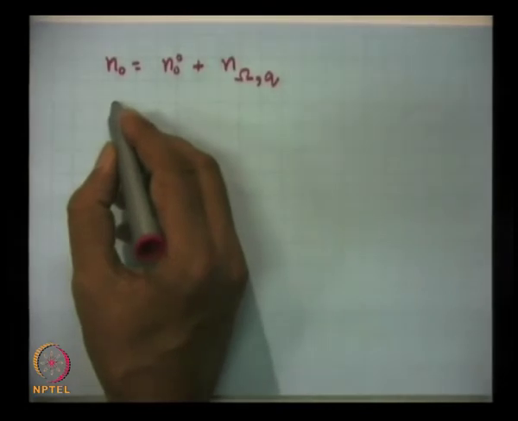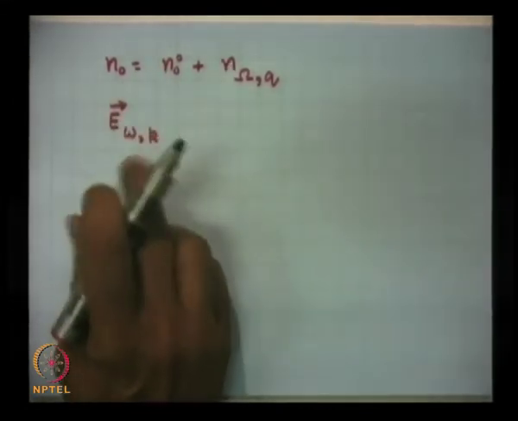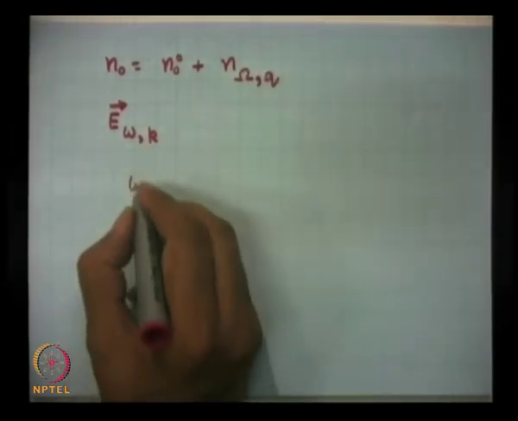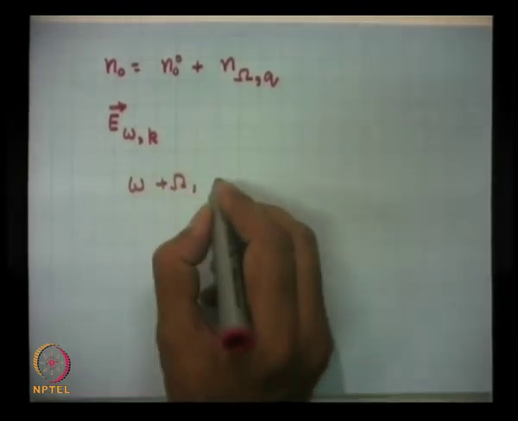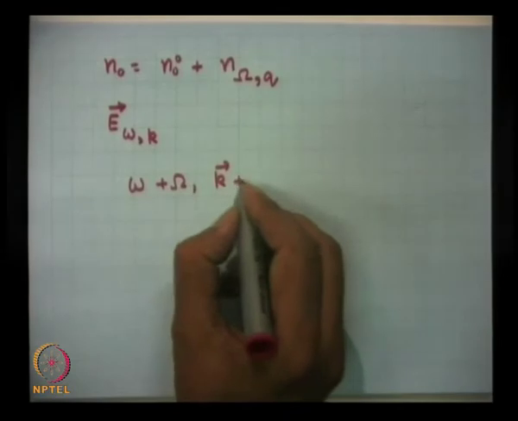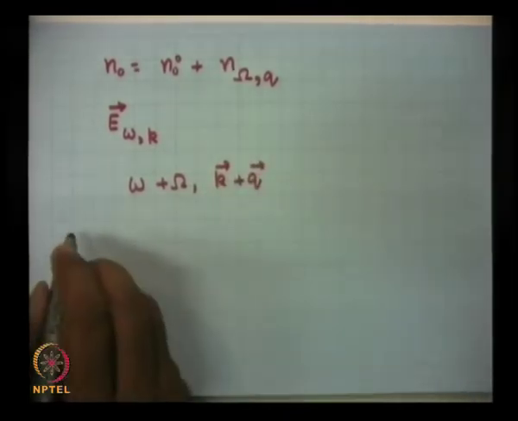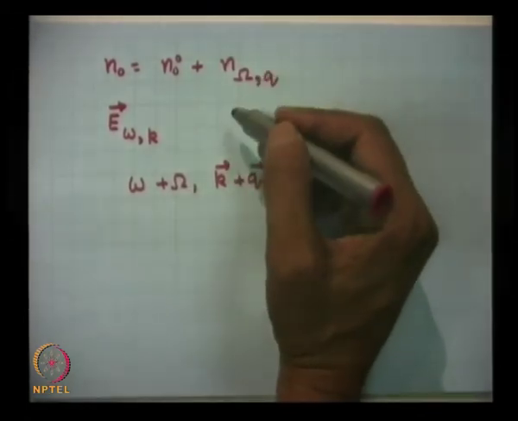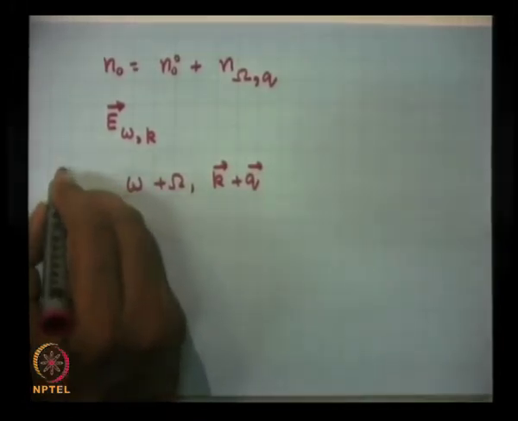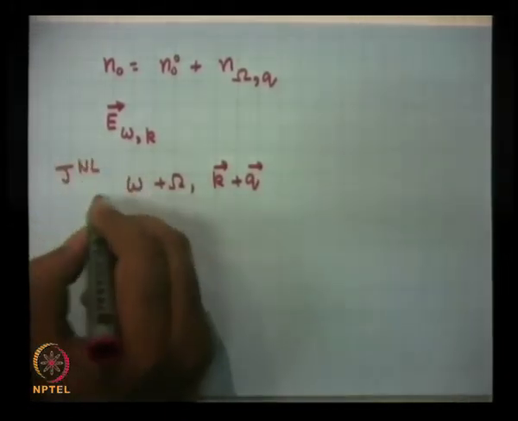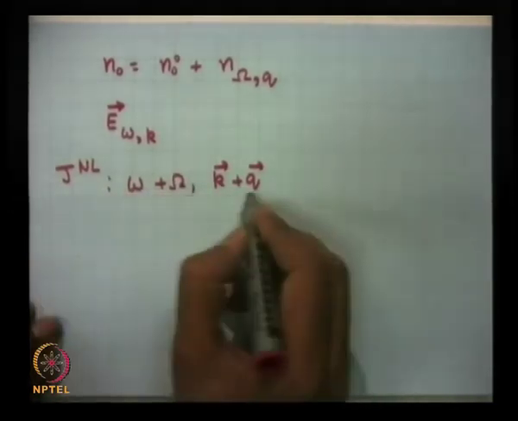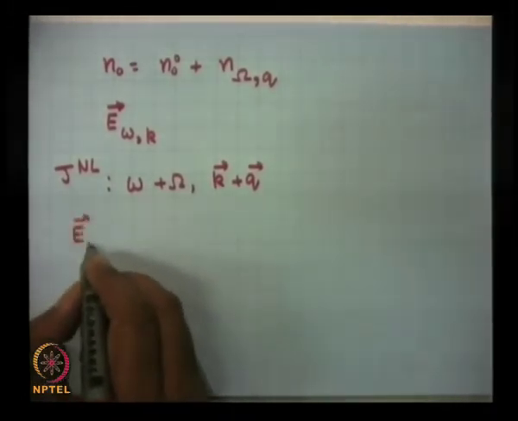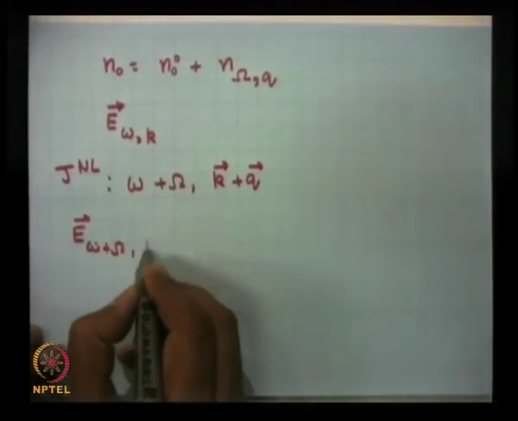So, in general, if your external field is at omega frequency and wave number k, you will have a strong damping whenever omega plus capital omega and k plus q, because the intermediate field that you will produce by nonlinear mixing, or nonlinear interaction, the current rather, J nonlinear, will be at this frequency and this wave number. So, the electric field that you will produce in the intermediate case will be at a frequency omega plus capital omega and k plus q.